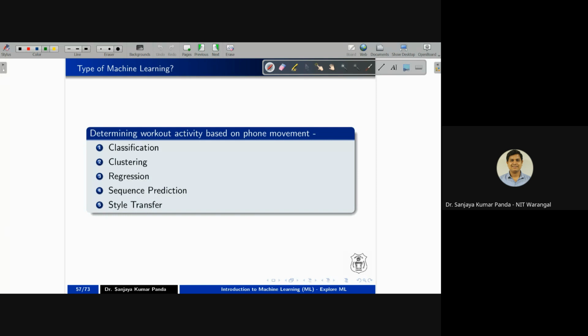Yeah, some people mentioned sequence prediction. Sequence prediction means, suppose based upon your one day's activity you want to predict your next day's activity; in that case you can go for sequence prediction. Style transfer is also possible, for example, if you are walking, running, or going very slowly, and you want to capture that. In that case you can think about a transfer kind of thing, right? But it is a classification problem.